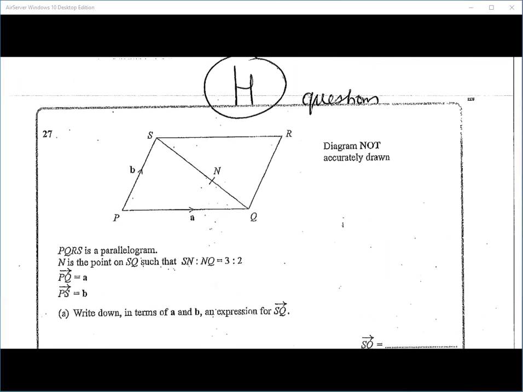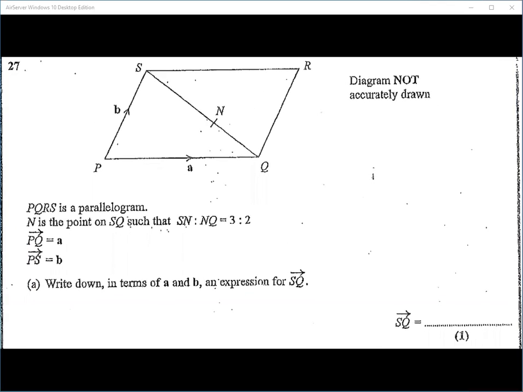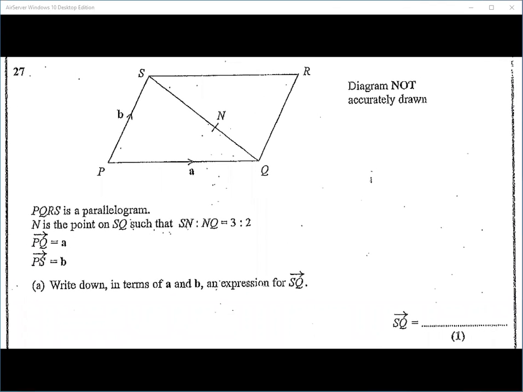PQRS is a parallelogram. N is the point on SQ such that SN to NQ is 3 to 2. PQ equals A and PS equals B. What does the words diagram not actually drawn mean for you in the exam? You don't take measurements. Don't start taking measurements like this is A, this is half of A and stuff. Don't measure stuff on there.